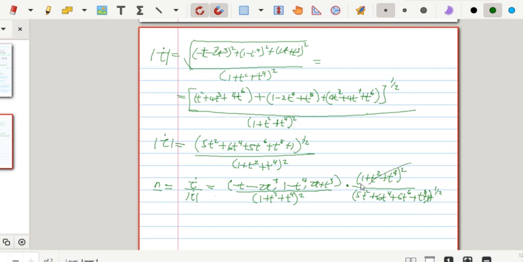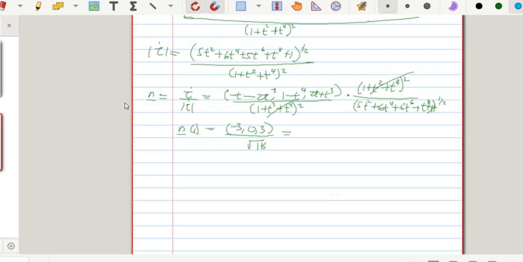So we divide this, and then n of 1 now, substitute the value of 1, you're going to have minus 3 comma 0 comma 3 all divided by square root of 18. So finally we're going to have the final answer to be minus 1 comma 0 comma 1 all divided by root 2. If we further simplify this, this is what we have.